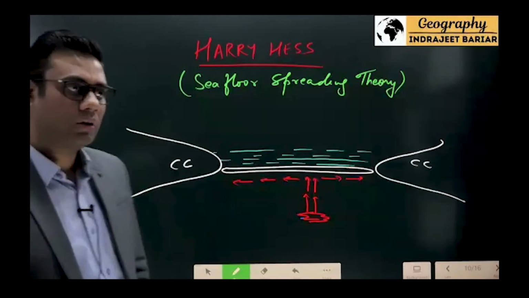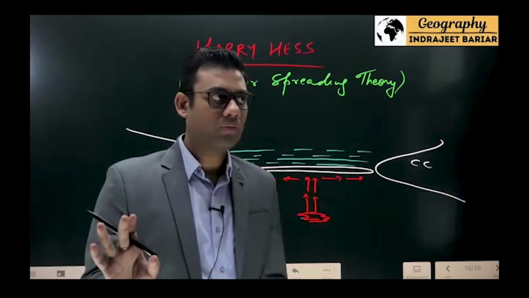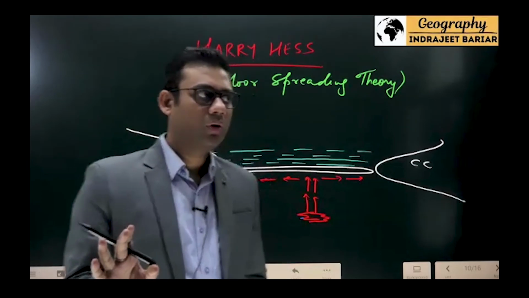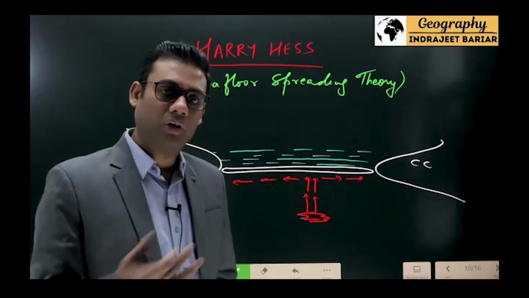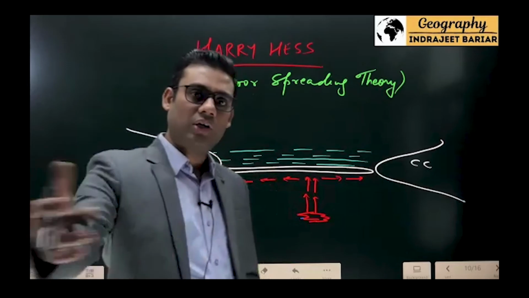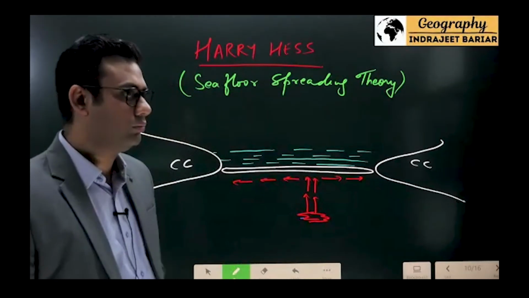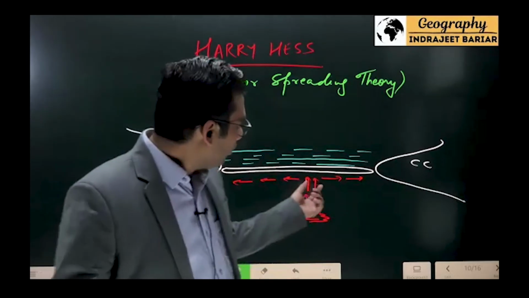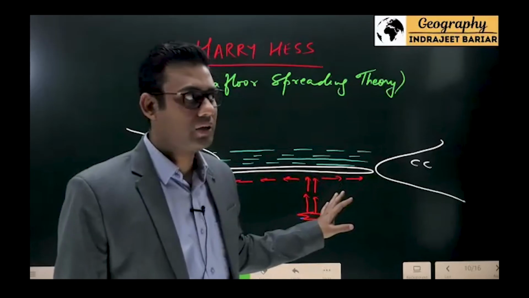Yes, CDT was explained without the concept of convection current. Absolutely. So CDT came in 1912. Convection current and all these concepts came around the 1940s and 50s. So here Harry Hess assumed convection current.